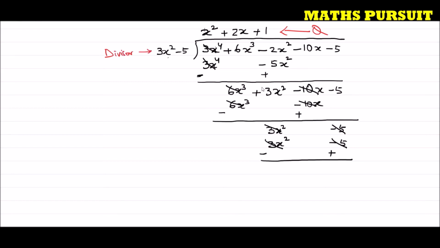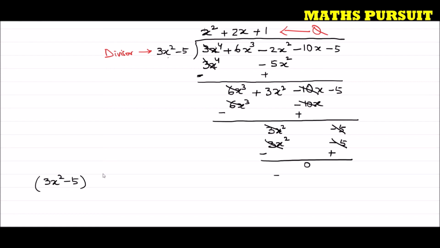So the answer becomes very easy for us. We can now write two equations from the above division. The above division can be written as 3x to the power 2 minus 5 into the quotient, divisor into quotient. If we multiply divisor into quotient plus remainder, what are we going to get? We are going to get the dividend.